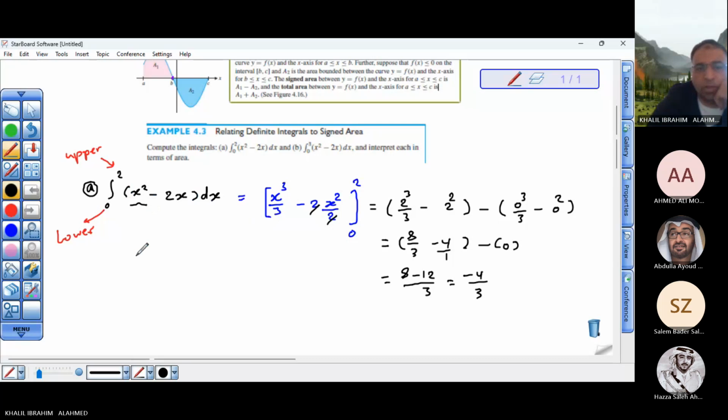That's it. Okay, question B, in the same way: the integral from 0 to 3 of x squared minus 2x dx. What do you think about this integral?